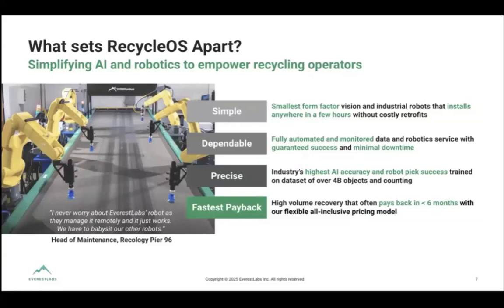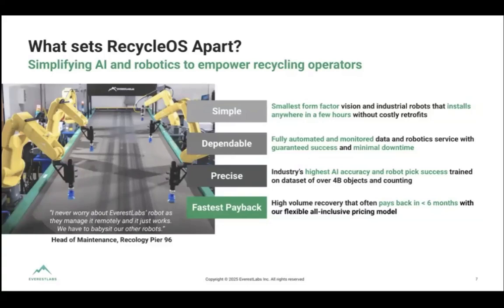This means we can install on both flat and inclined conveyors. It doesn't matter. We're dependable. We come with that robotic ops center I mentioned that guarantees our robot uptime and our performance. And this level of service is what we're especially proud of: access to your data, to suction cups, to our engineers, our robotic ops center, our customer success team, it's all included in the subscription that you have with us. And we're precise.